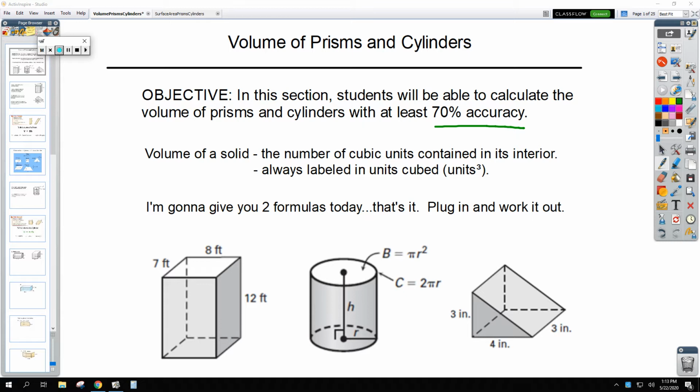Volume of a solid, what is it? It's the space inside. If you look at the rectangular prism, the cylinder here, the triangular prism here, it's the space inside. How many cubic units are contained in the interior of these solids? So today, I'm going to give you two formulas for prisms and cylinders and how to find the volume of them. Let's start with prisms.